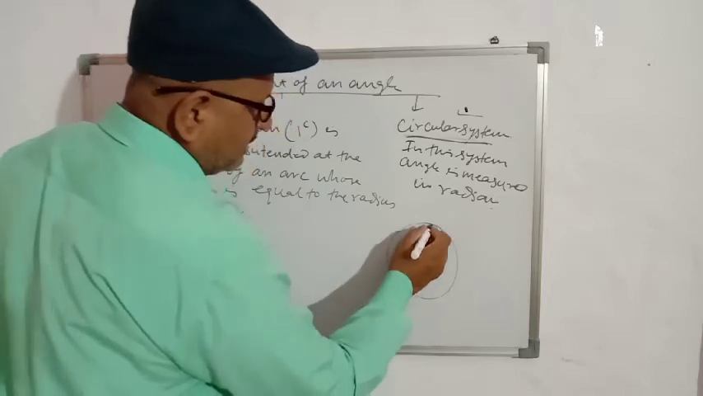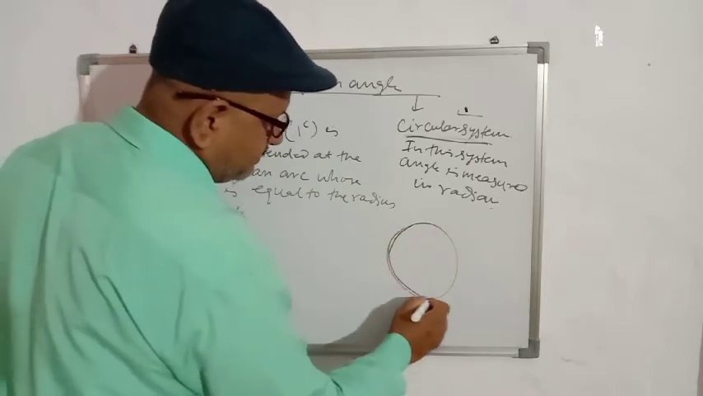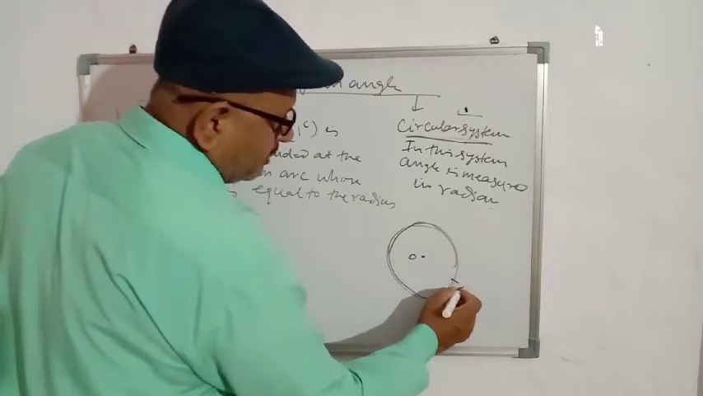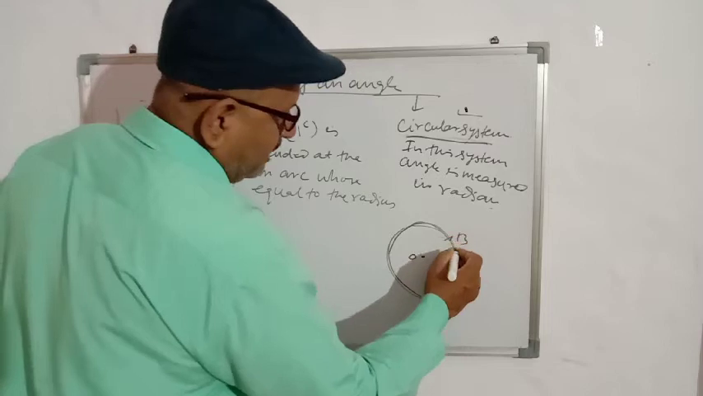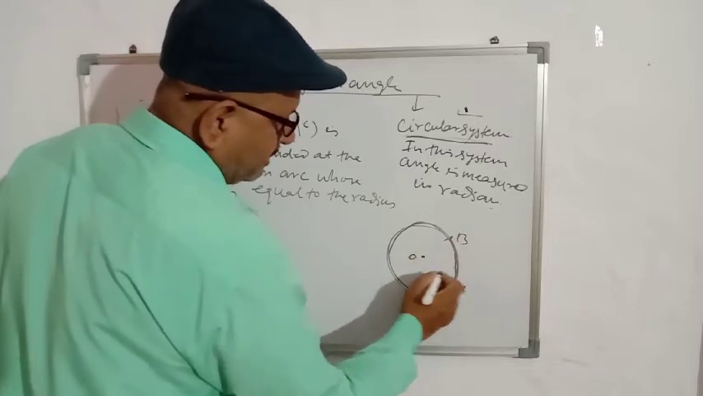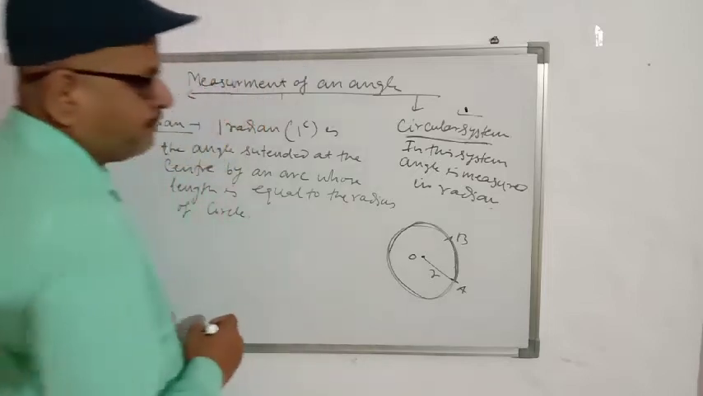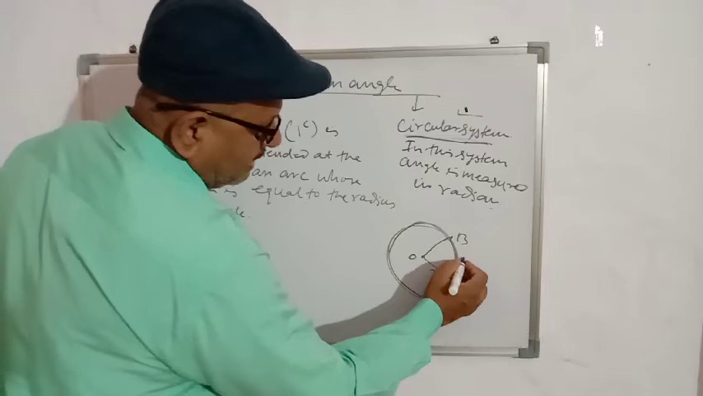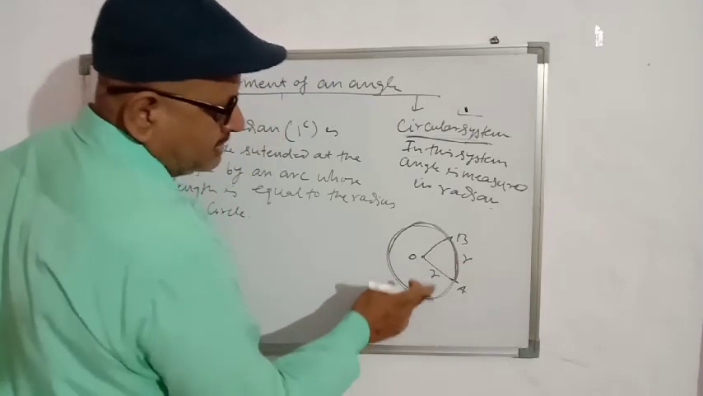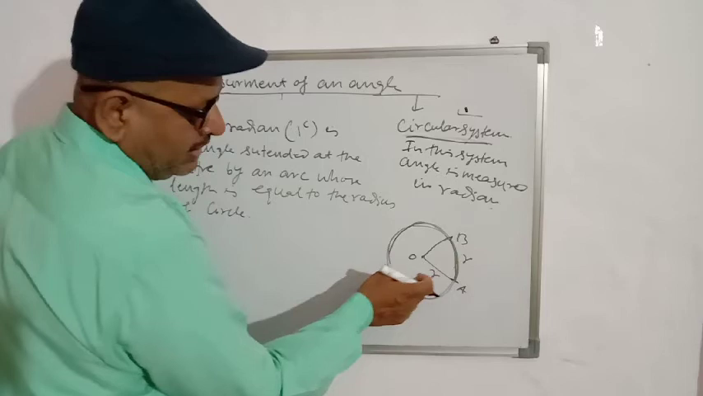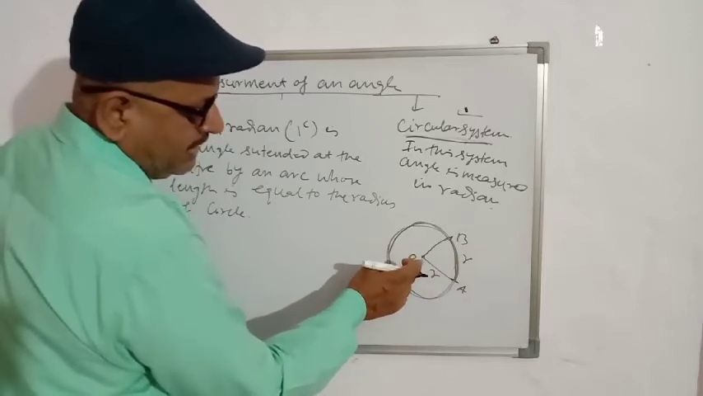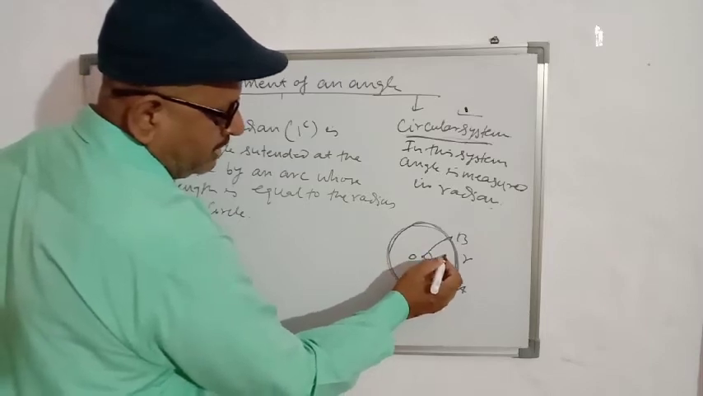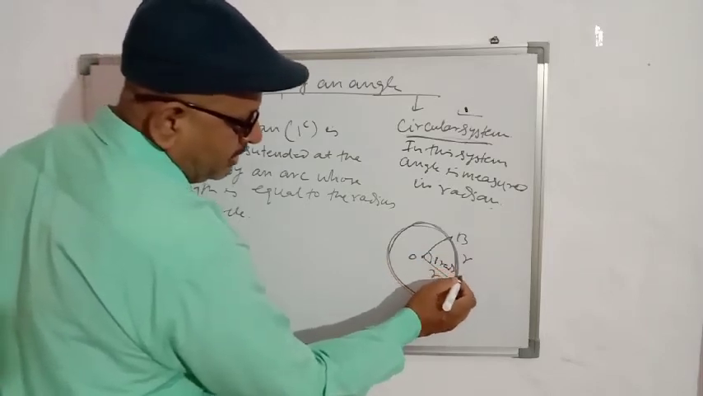So we can take a circle. This is the center O. AB is an arc. Radius of circle is R. So if length of the arc AB is equal to the radius, arc length and radius both are equal, then angle subtended at the center by the arc is equal to 1 radian.